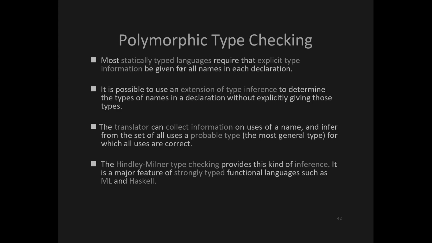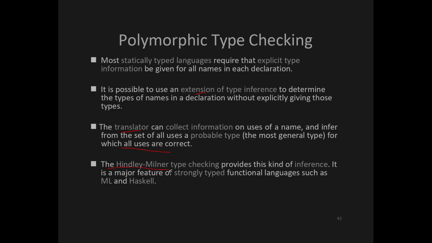Now let's check here for a second. Most statically typed languages require that explicit type information be given for all names in each declaration. Okay? So with programming languages such as C or Ada and so on, every declaration needs to have the type information with it. It's possible to use an extension of type inference to determine the types of names in a declaration without explicitly giving those types. The translator can collect information on uses of a name and infer from the set of all uses a probable type for which all uses are correct.